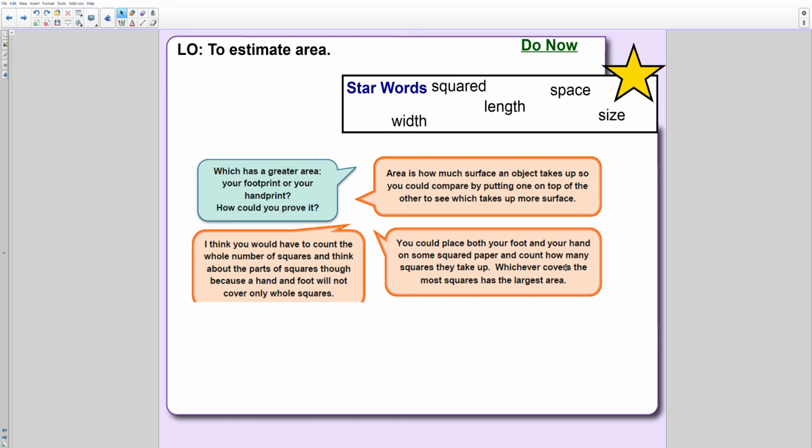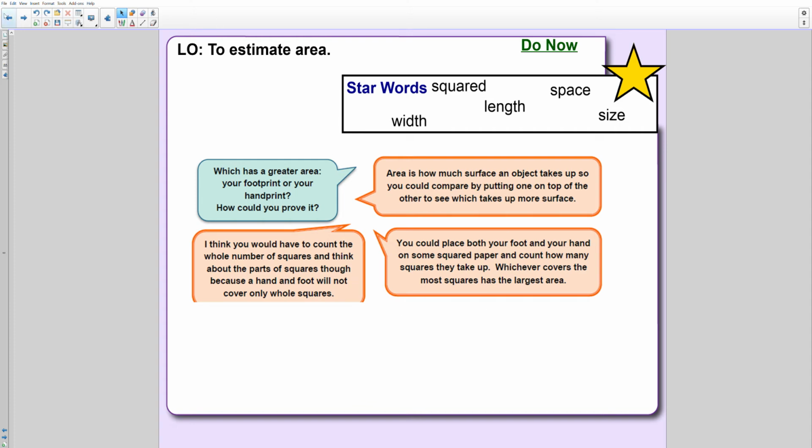So maybe I could put them both on some squared paper if I had squared paper. Of course, you might not have it at home. I'm going to link you to a digital tool you can use to replicate square paper, and then say whichever takes up the most squares has the largest area. But then maybe it doesn't cover all the whole squares. If I look at my hand, I look at my foot, they're not very blocky. It's not like Minecraft. So I think I would have to count the squares and the parts of squares.